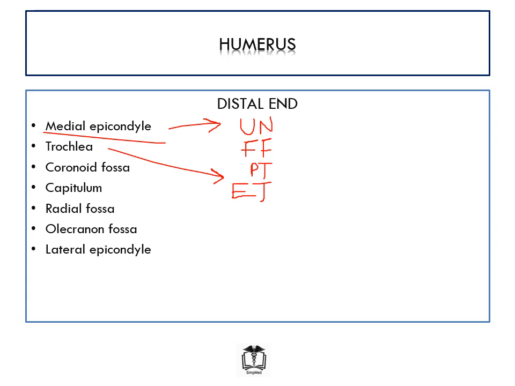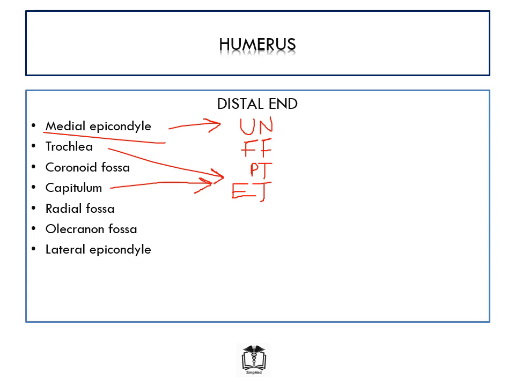Capitulum is also a bulge found at the distal part of the humerus. It is involved in the formation of the elbow joint, but unlike the trochlea, the capitulum tends to be involved in articulating with the radius of the forearm. So trochlea articulates with the ulna, capitulum articulates with the radius of the forearm. Then we have the radial fossa. Just as we have a coronoid fossa above the trochlea, we have a radial fossa above the capitulum.